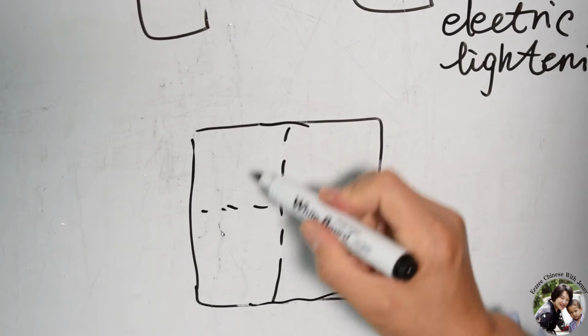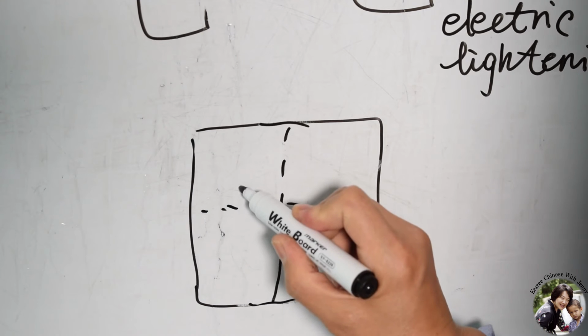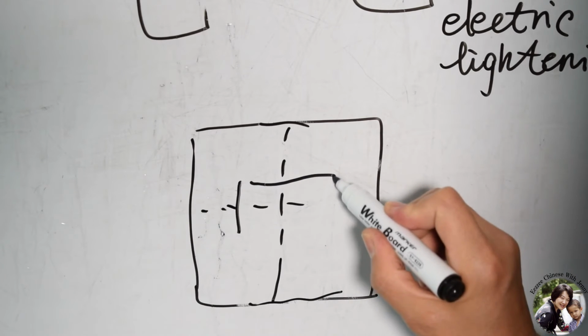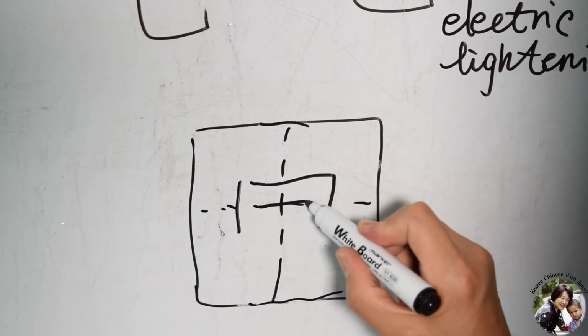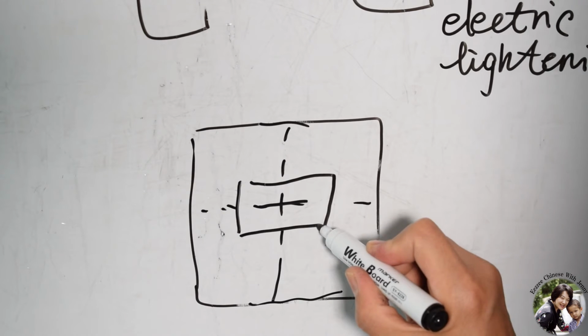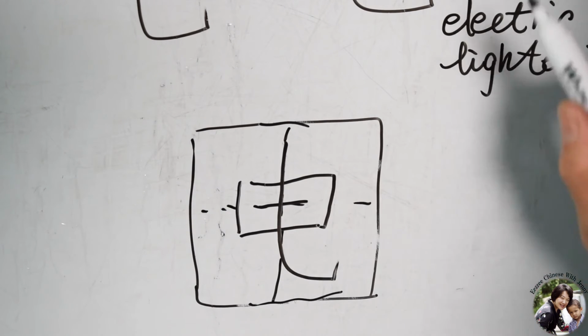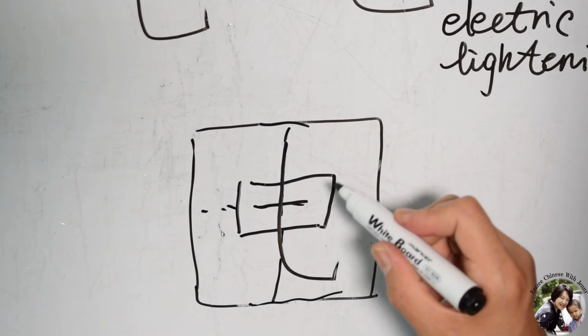How to write it? In the middle, this one is a little bit squashed. The sun, remember the sun? In the middle, and 1 stroke, 竖弯钩. That means 电.